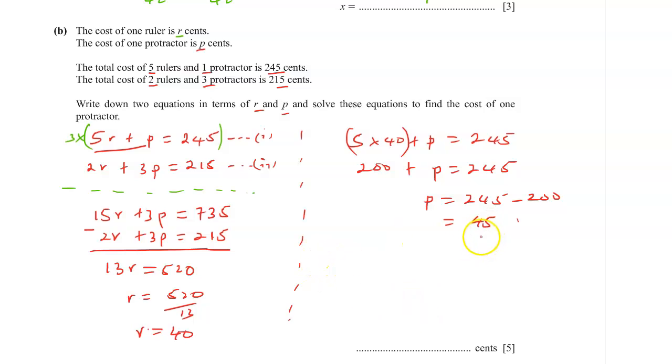So the cost of 1 protractor, P, is 45 cents.